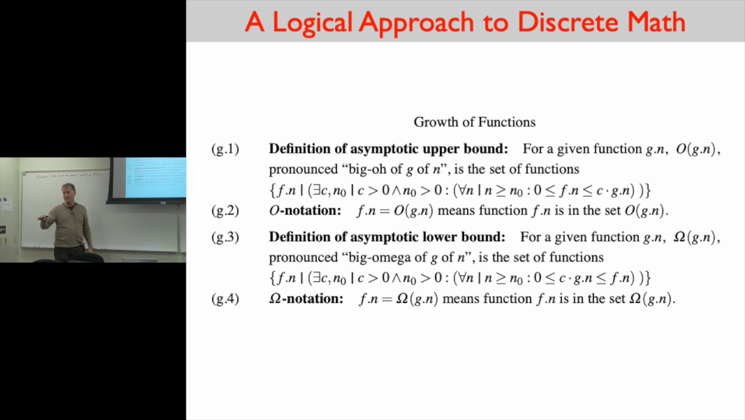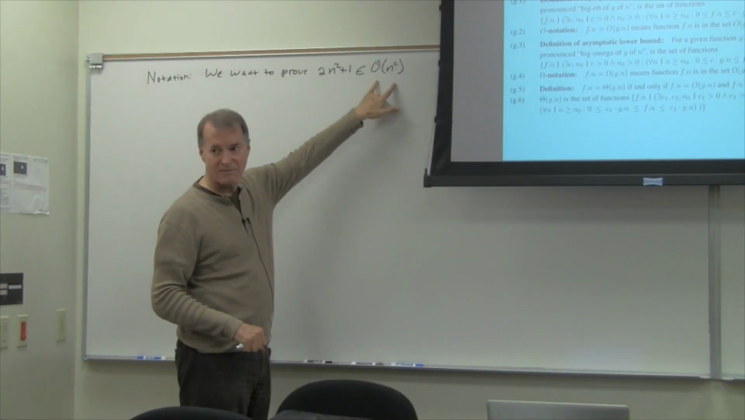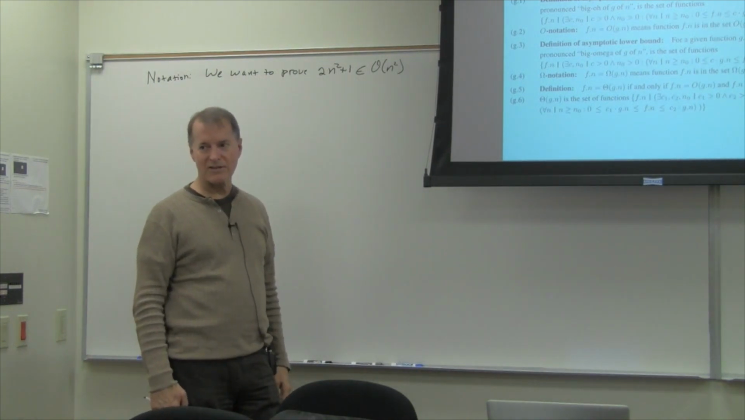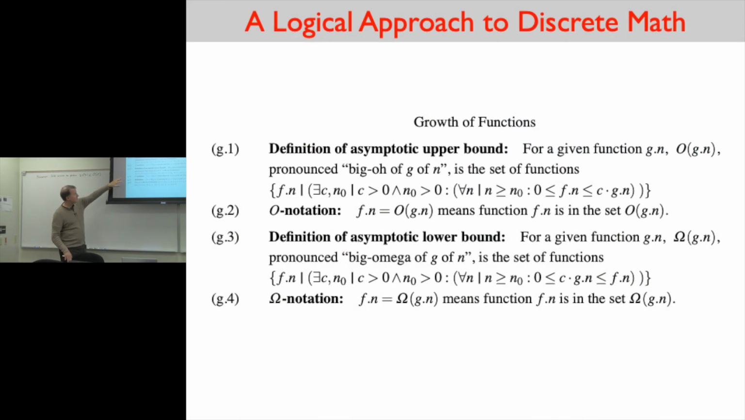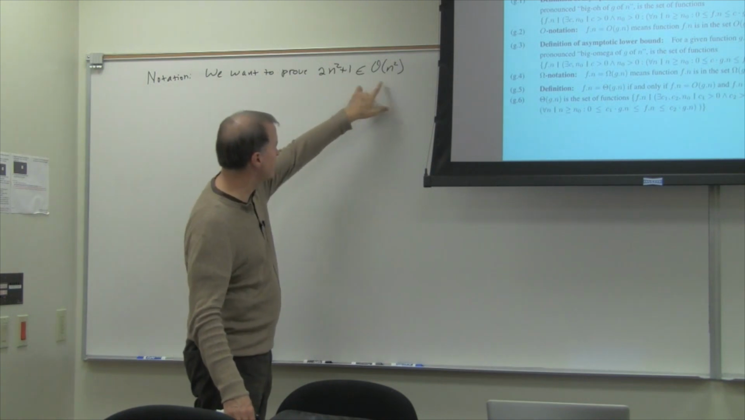It's a set of functions. And this is a particular function. And we want to prove that this function is in this set. Now, does everybody understand the types? This is a set of functions, such that there exists a positive c and n naught such that for all n greater than or equal to n naught, 0 is less than or equal to f of n is less than c times g of n, c times n squared in this case.